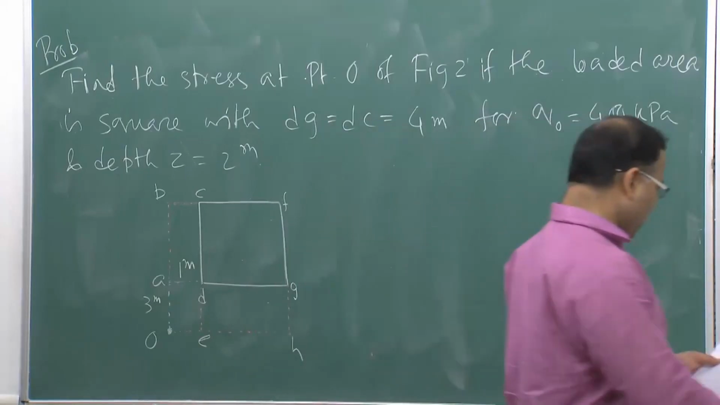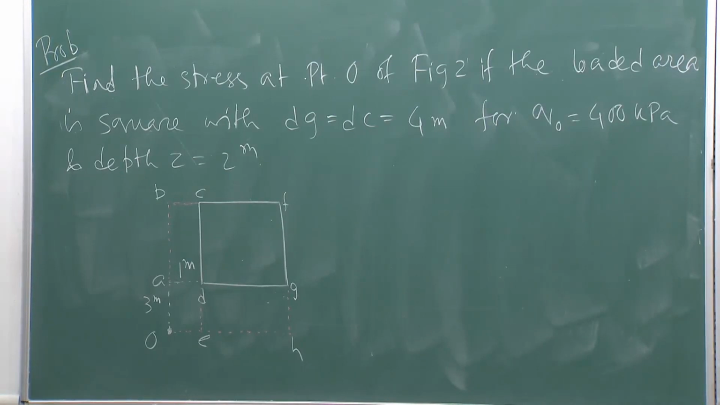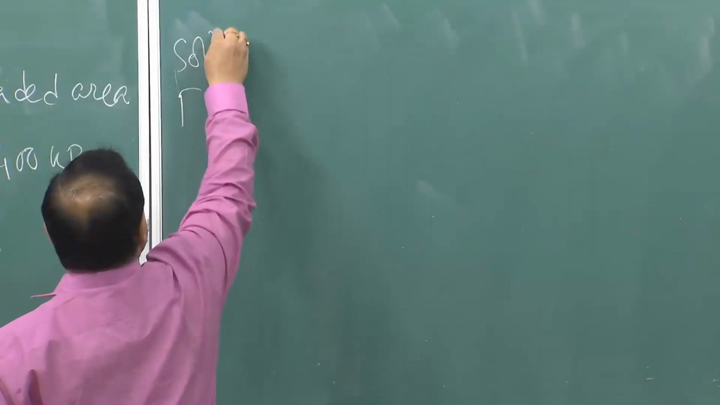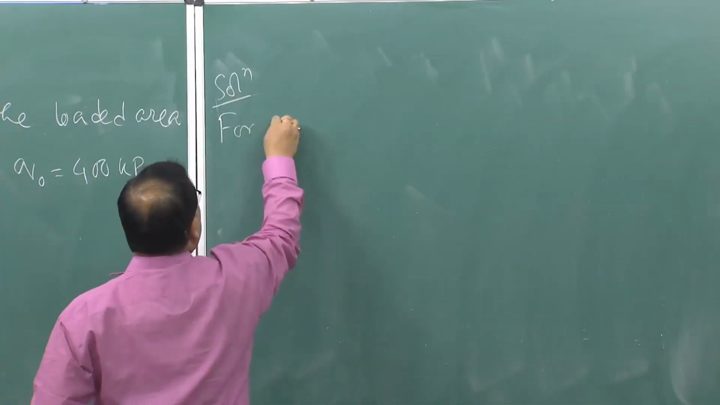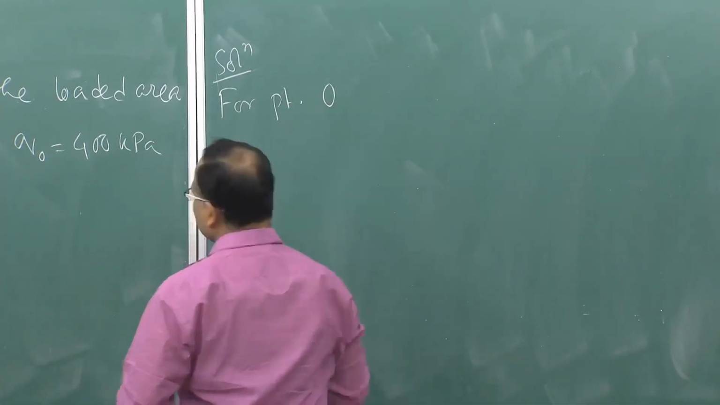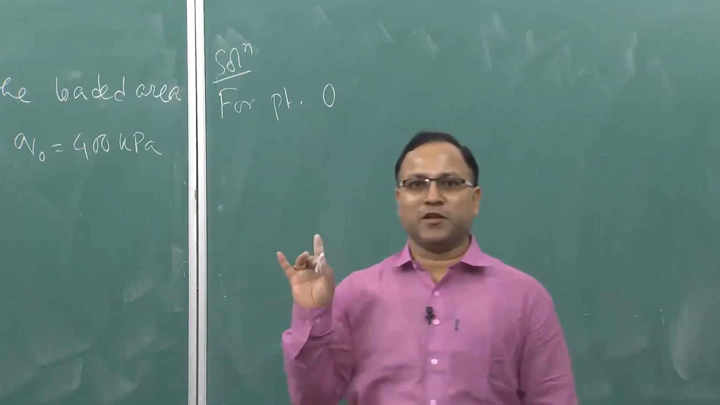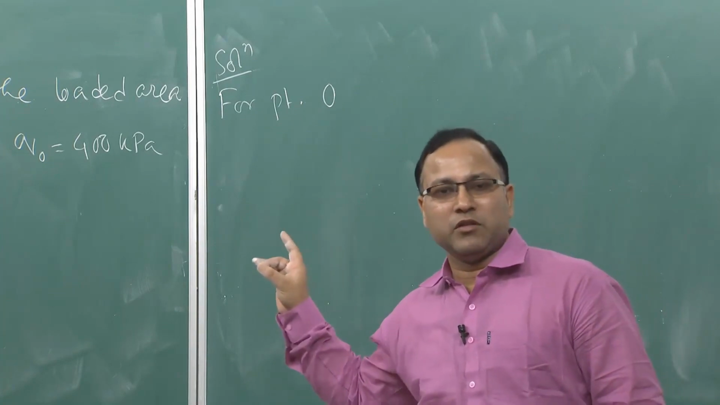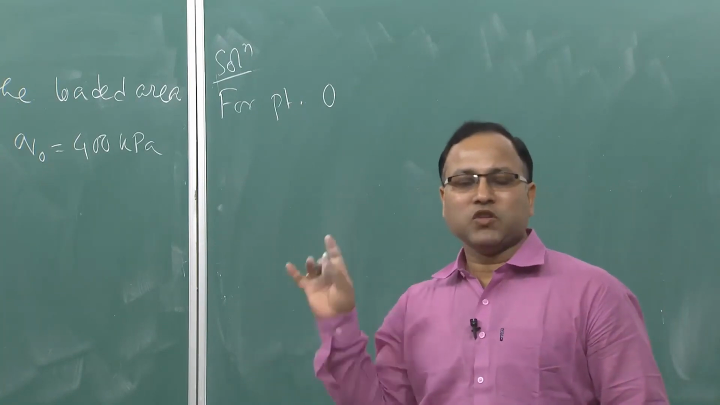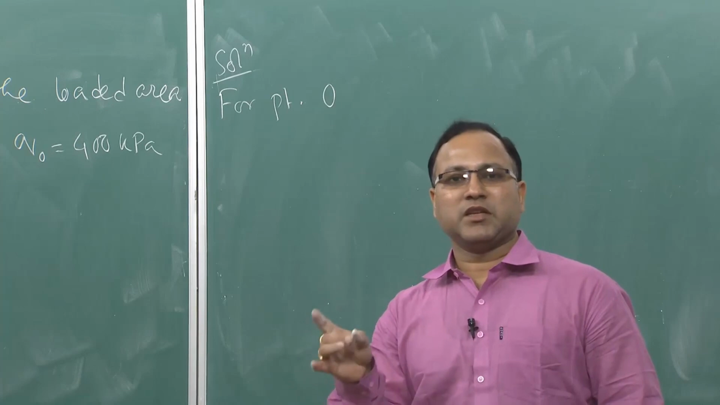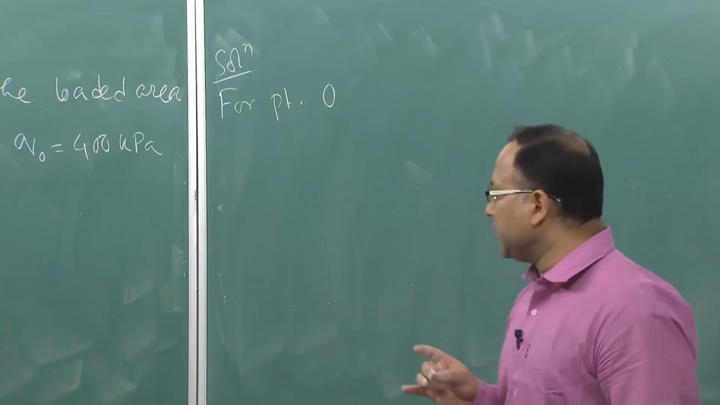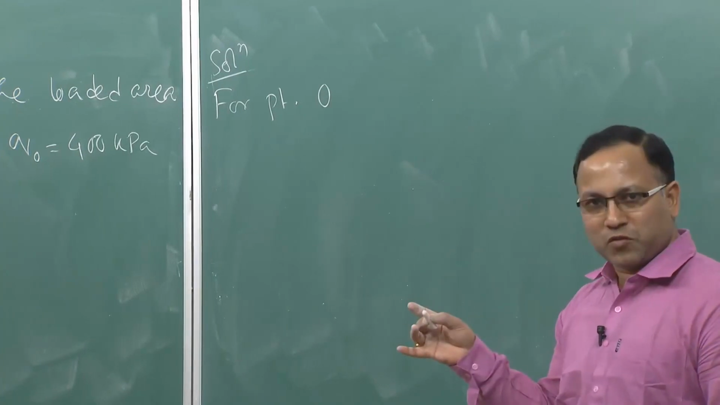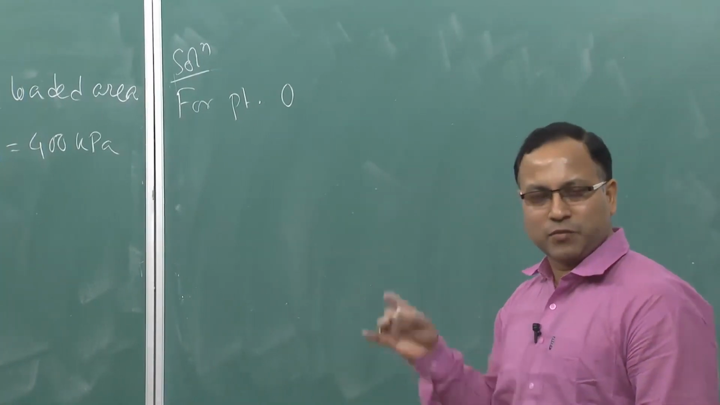Okay. Now, for point O, the solution will be as follows. O has to be the corner, right, otherwise you cannot use this formula, that is q_v equal to q_0 into I_sigma. That will only give you the stress at the corner of the rectangular area, right. So, O has to be the corner of some rectangular area, then only you can use that formula, you can take the help of that formula.